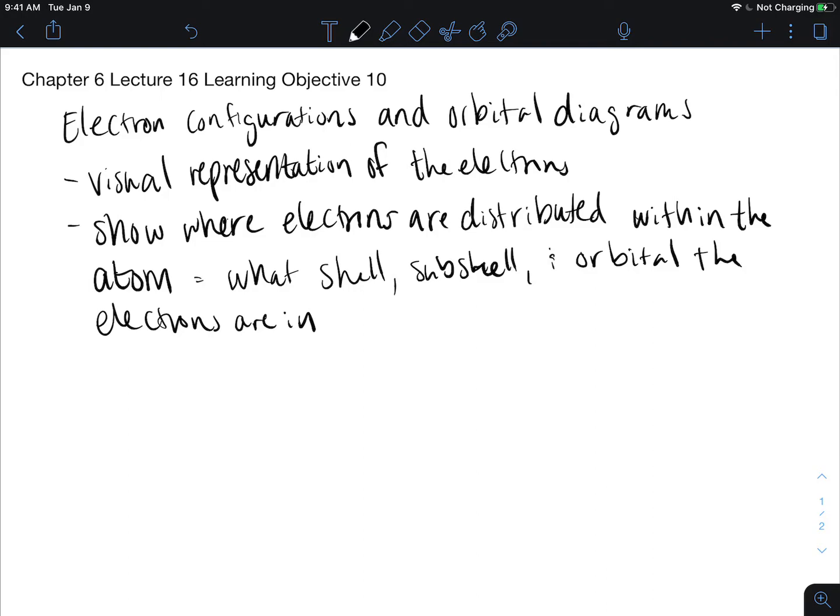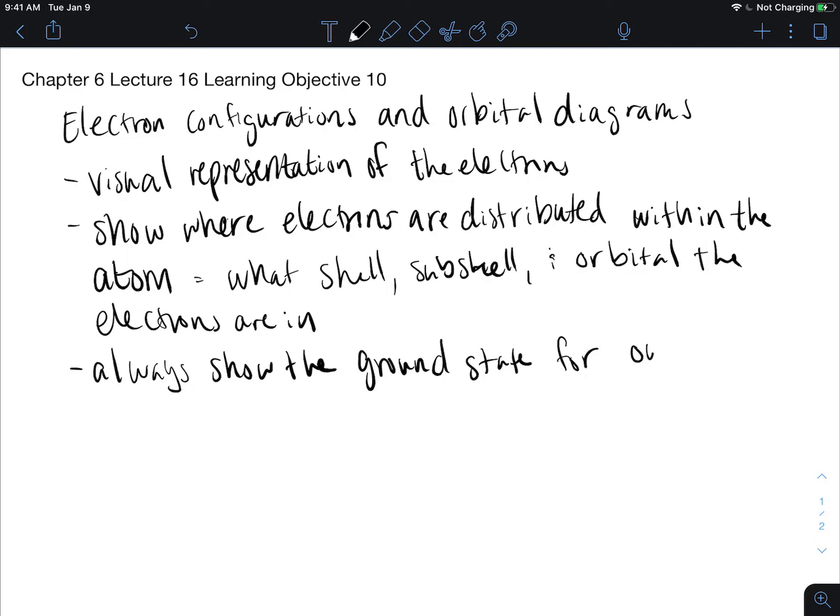And we always show our electron configuration or orbital diagram as our ground state. So we're looking for the most stable, lowest energy state. So we always show the ground state for our diagrams and configurations. So we're going to put electrons in the lowest possible energy states.